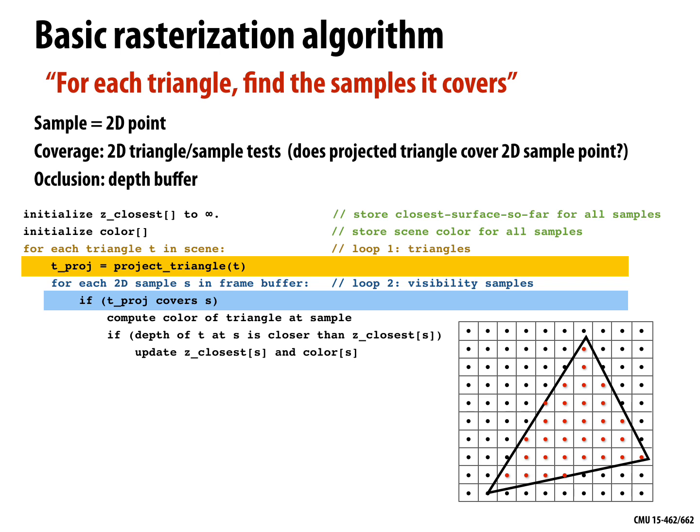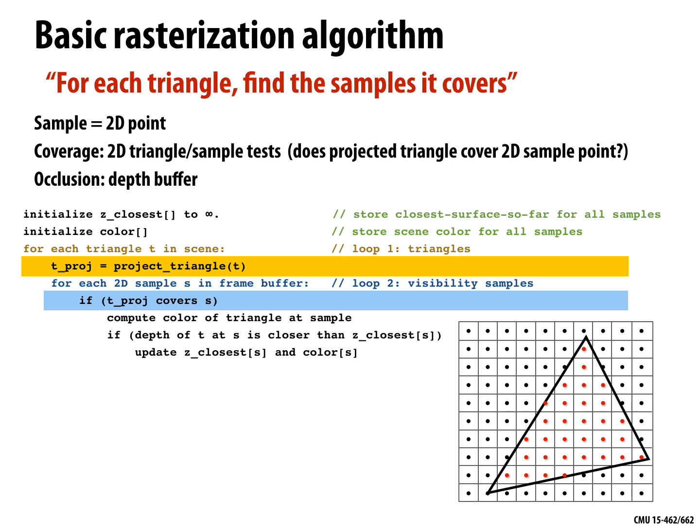Coverage is saying, okay, we want to check for 2D triangles. For each 2D triangle, does it cover a given sample point? And occlusion is handled by a depth buffer. So we store for each sample the closest triangle that we've seen so far. Okay, and we have a little pseudocode here for our rasterization algorithm. We initialize our z buffer to store values of infinity, or the closest thing we've seen so far is infinitely far away. We initialize the color buffer to black, some default color.